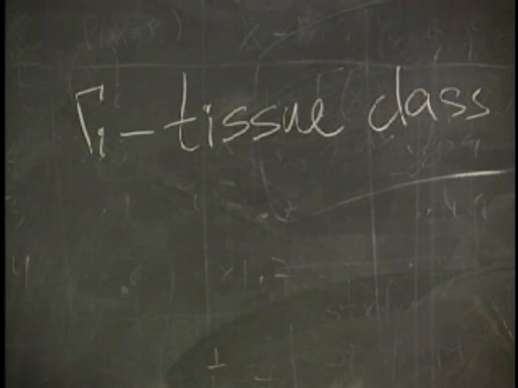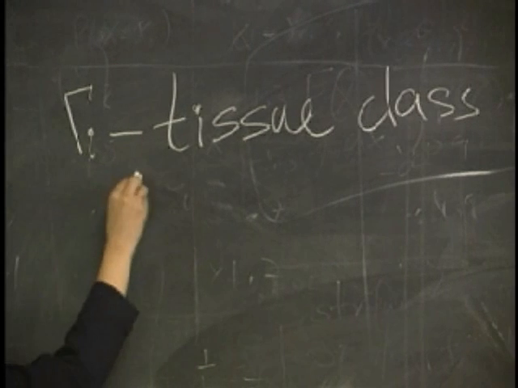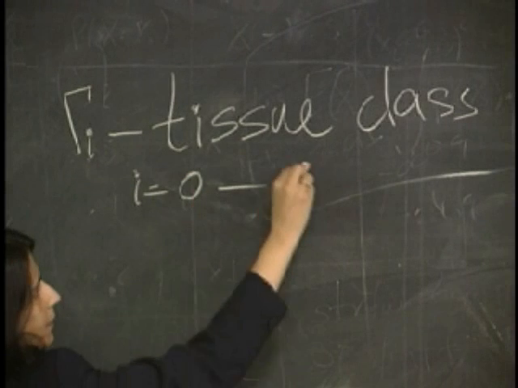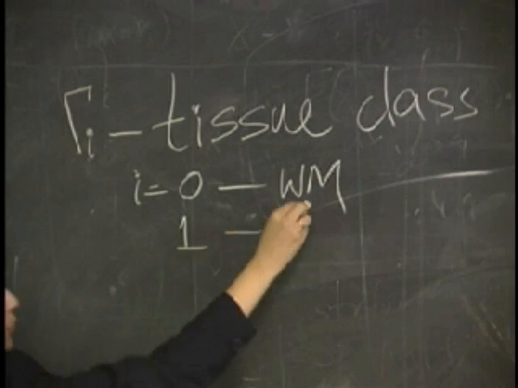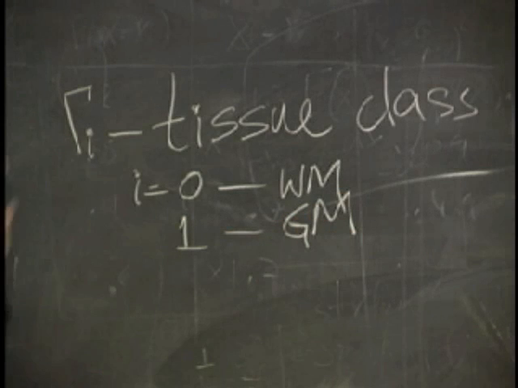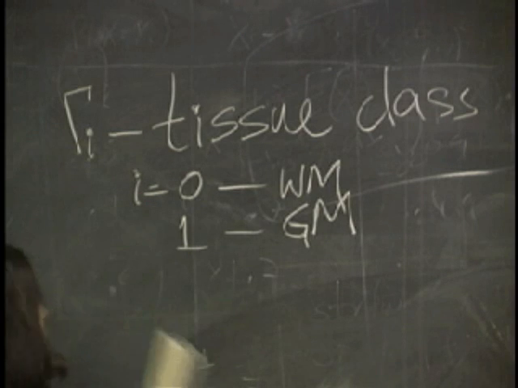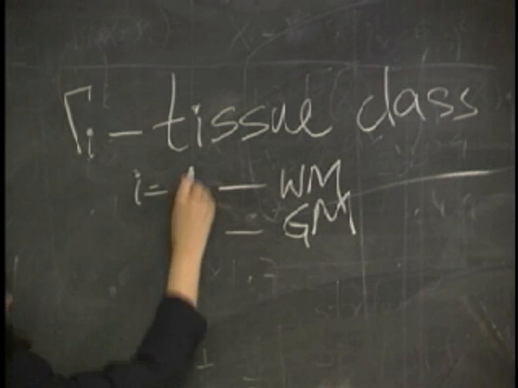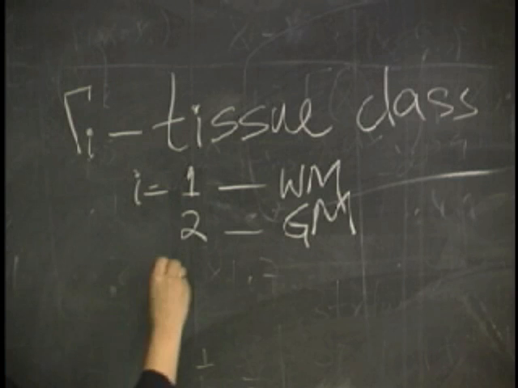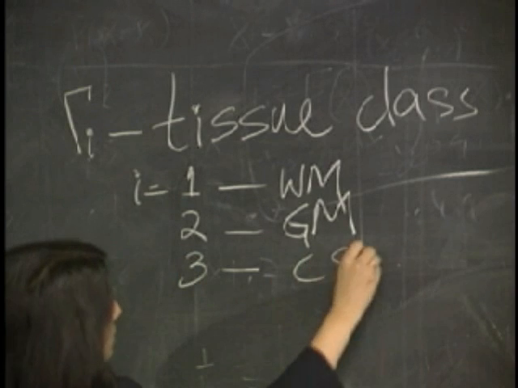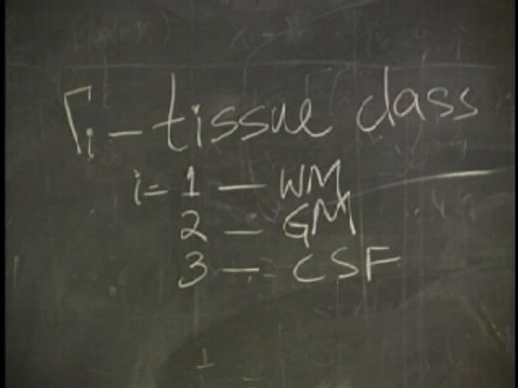And what we're going to do here, when I is 0, that's white matter. When I is 1, that's gray matter. Actually, let's call them 1, 2, 3, just because MATLAB is offset from 1. So when I say gamma 1, that's going to be white matter as the tissue class. And 3 is CSF.